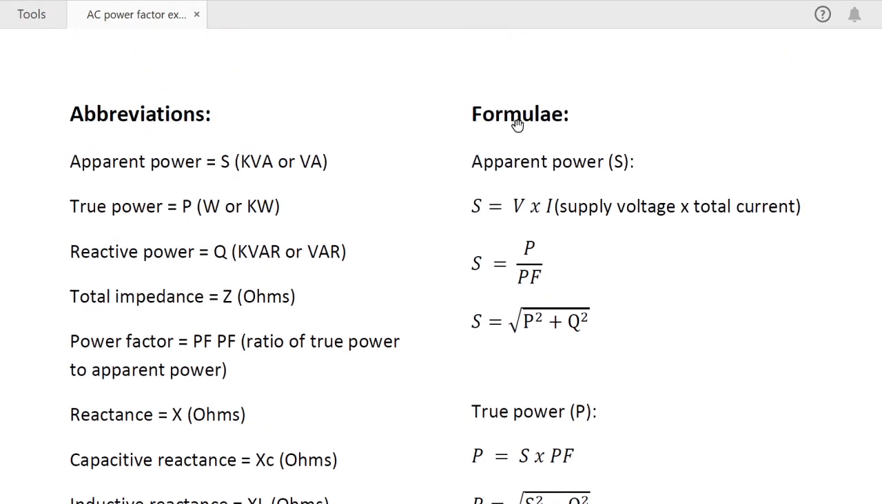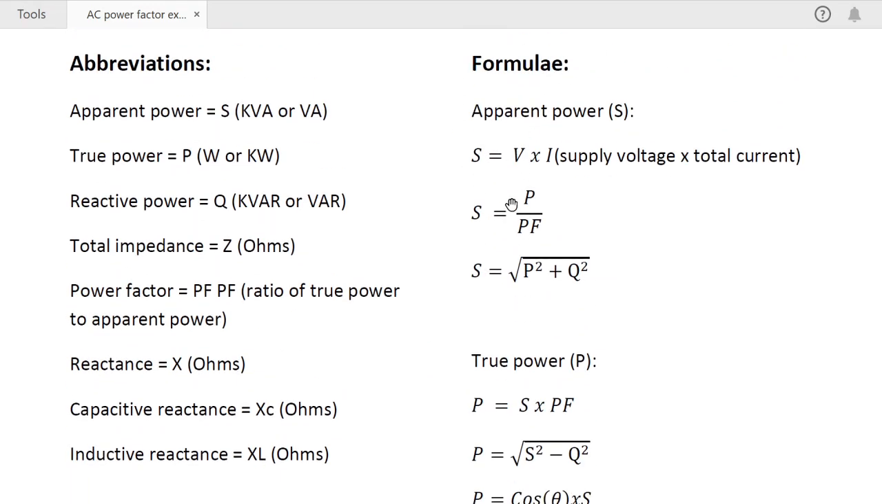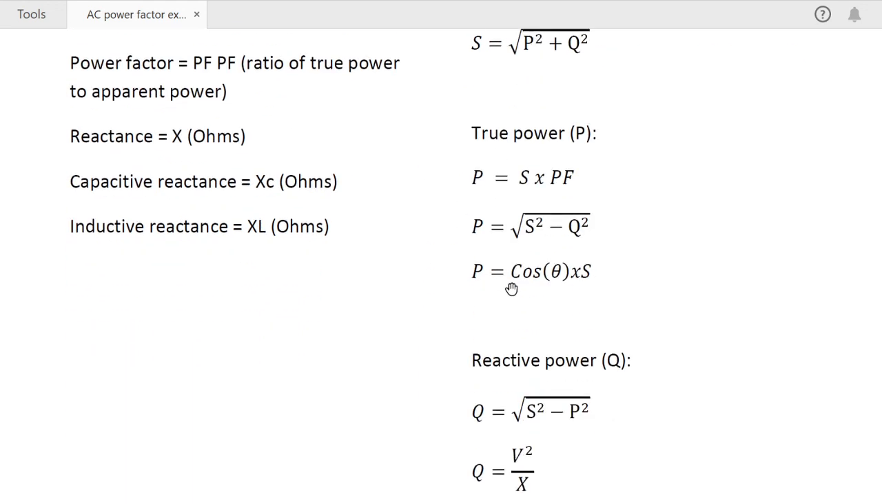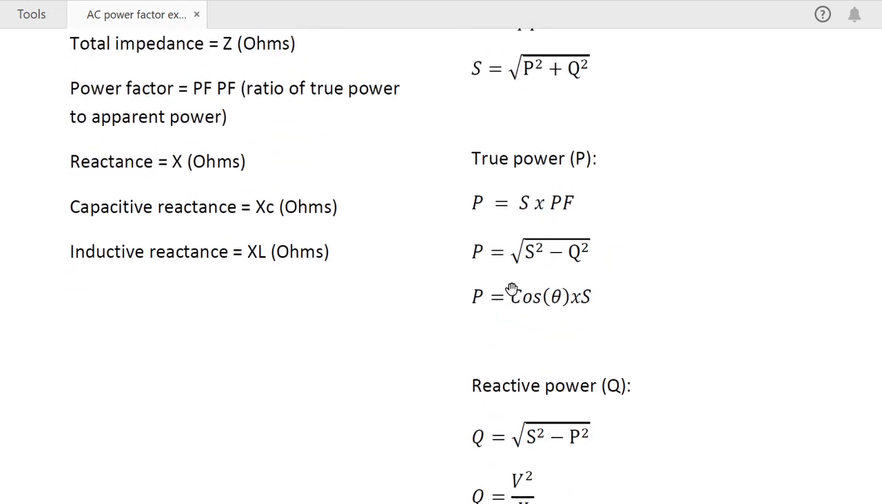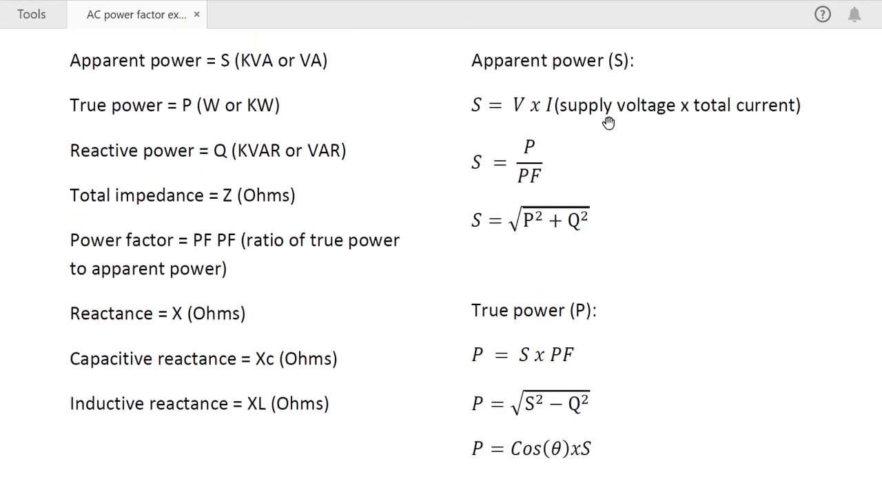Next to that, in this column, I've got all the formulas that I will use throughout the document. So this is the front page you can refer back to at any time. If you're doing your practice examples and you're thinking, how do I work out the apparent power S if I have true power P and the power factor? Well, here it is. S equals P over power factor. Apparent power equals true power over power factor.